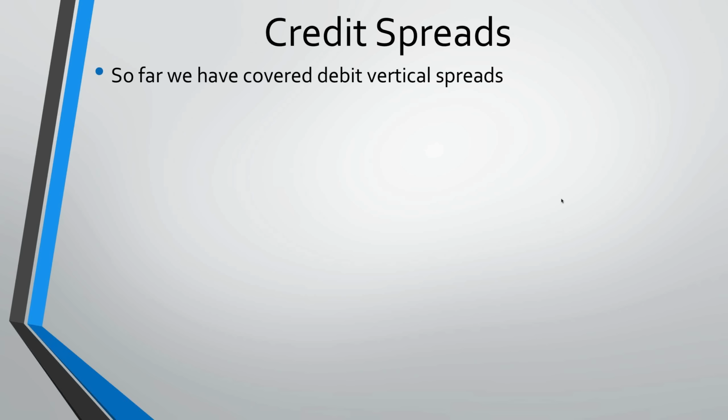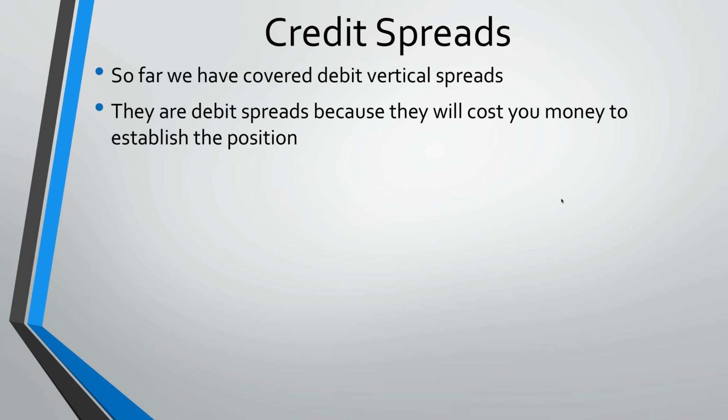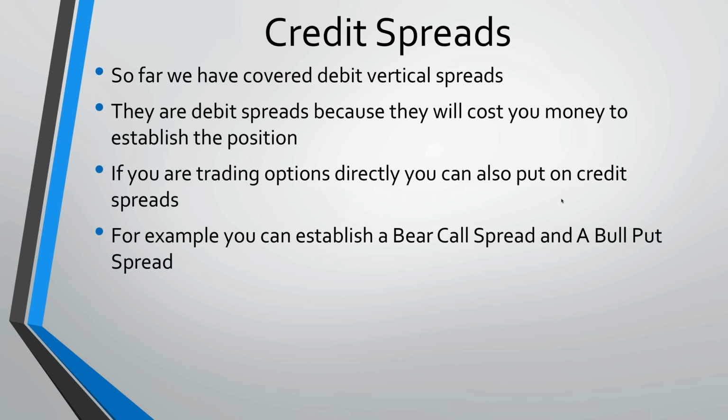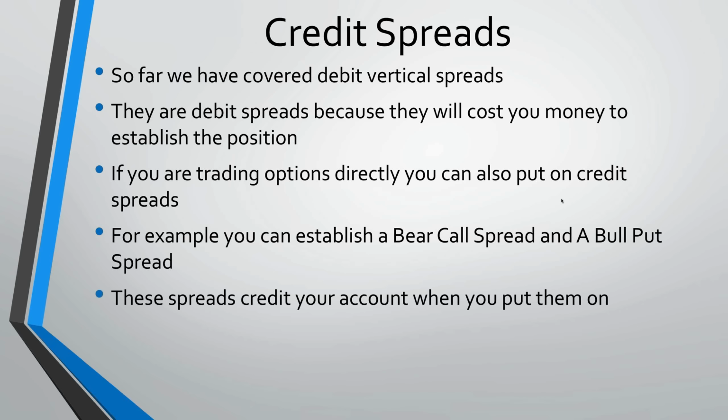Credit spreads. So far we've covered debit vertical spreads. They are debit spreads because they will cost you money to establish the position. If you are trading options directly, you can also put on credit spreads. For example, you can establish a bear call spread and a bull put spread. These spreads credit your account when you put them on.